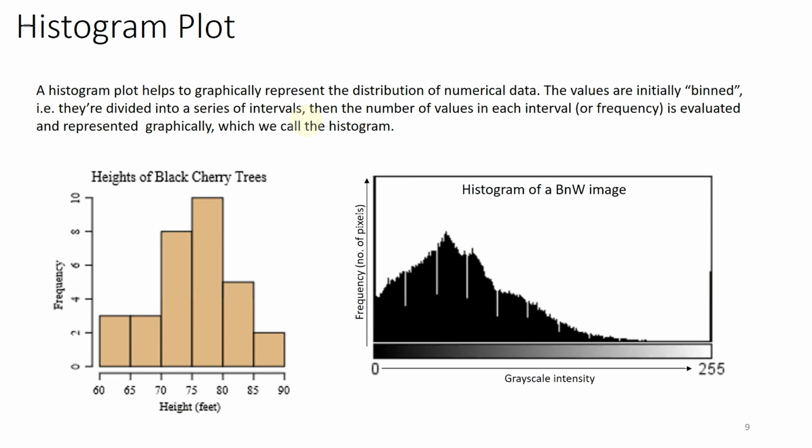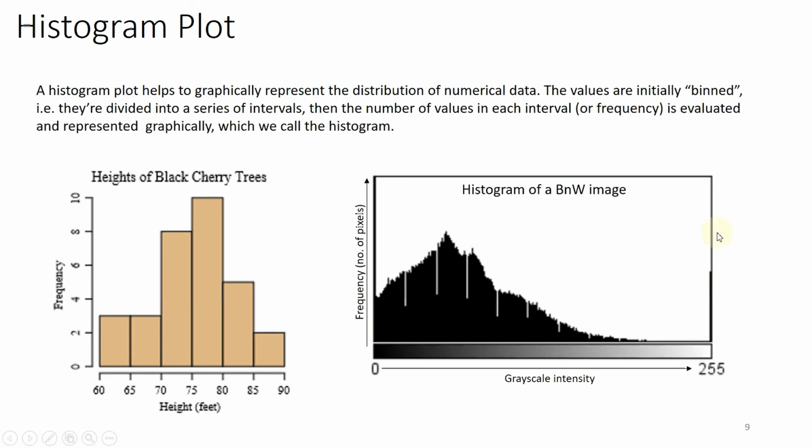So what is a histogram? A histogram helps to graphically represent the distribution of numerical data. If I explain in examples, if you look at the image on the left, this is a histogram of the heights of black cherry trees, for example. And this tells you how many trees. Let's look at the first bar. So this says how many trees are between the height of 60 and 65 feet. So you can see there are three. So frequency tells you the number of trees between this height.